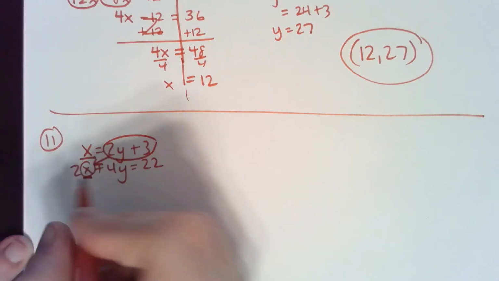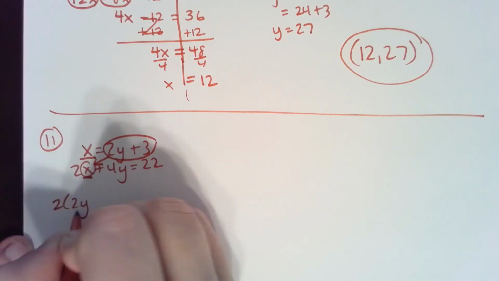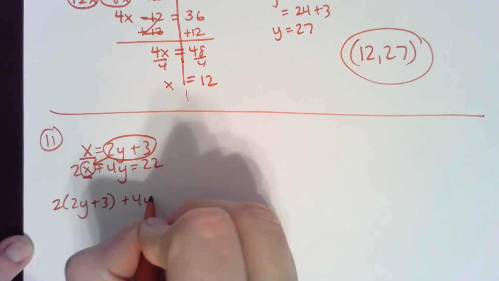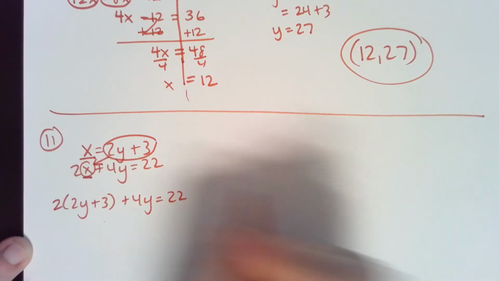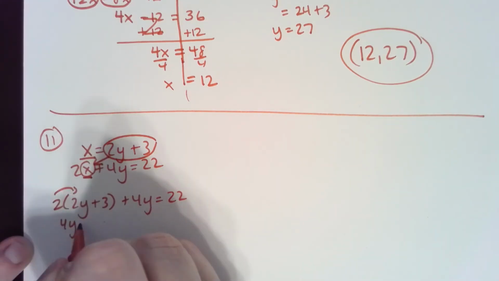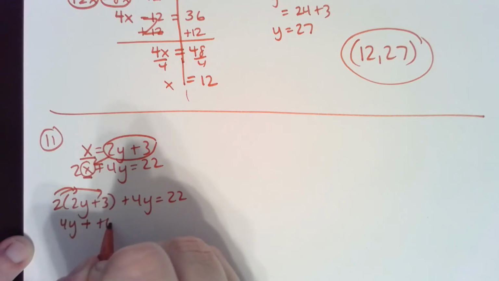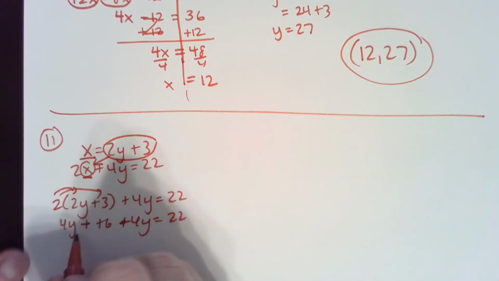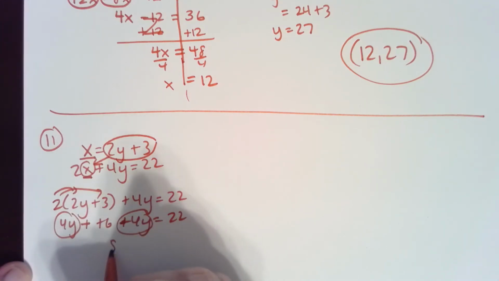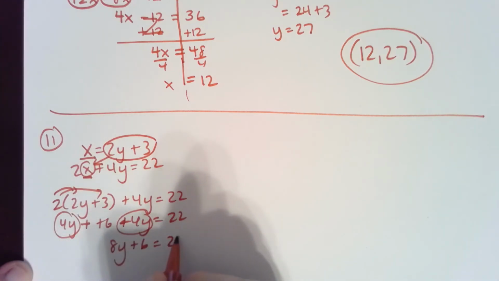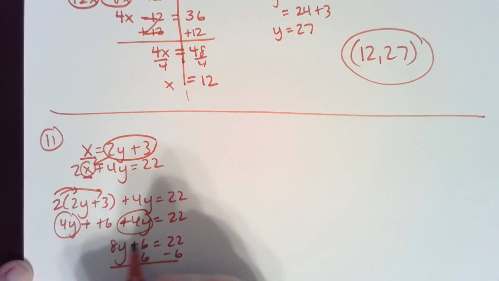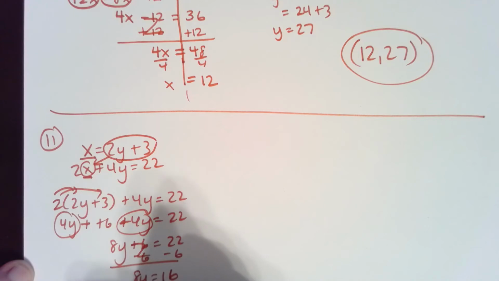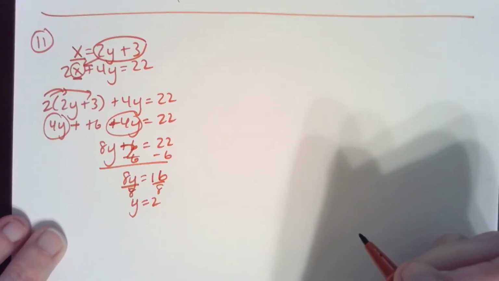So 2 times (2y plus 3) plus 4y equals 22. I'm going to distribute. I get 4y plus 6 plus 4y equals 22. 4y plus 4y is 8y plus 6 equals 22. I subtract 6 from both sides. I get 8y equals 16, which means that y is 2. According to my work, y is 2. I'm going to plug it in and find x.